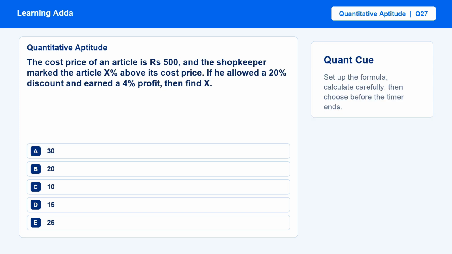Question 27. The cost price of an article is rupees 500, and the shopkeeper marked the article X% above its cost price. If he allowed a 20% discount and earned a 4% profit, then find X. Option A 30. Option B 20. Option C 10. Option D 15. Option E 25. The timer starts now.